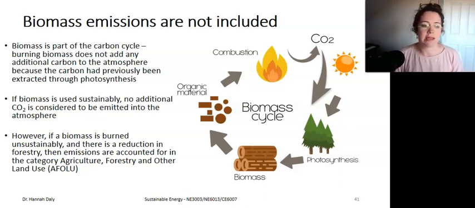But if biomass is burned unsustainably, so that there is forest loss, or a loss in the stock of carbon in forestry or in the biomass, or as a result of, say, land use change, then emissions are accounted for not in energy, but in this other category called agriculture, forestry, and other land use, AFOLU.